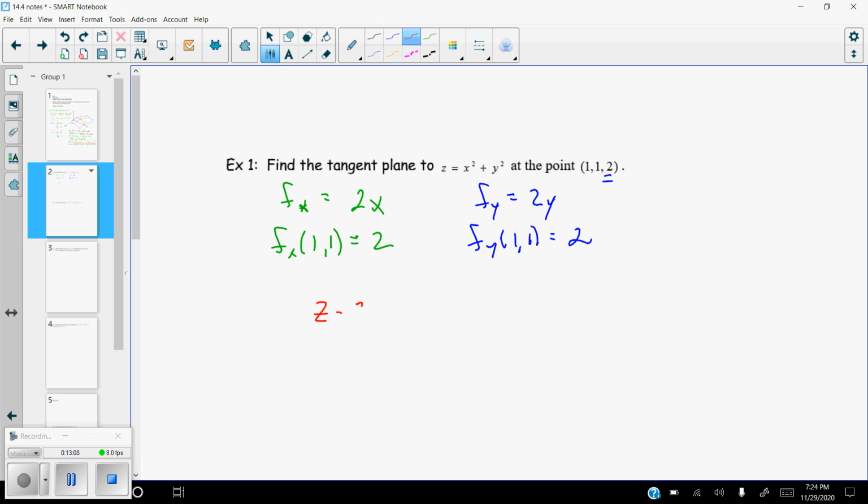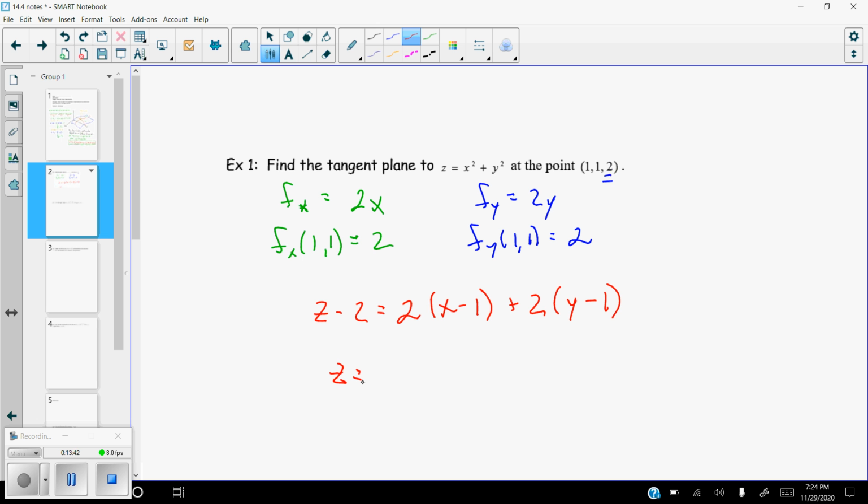which is going to be z minus the z value, which is 2, equals the partial with respect to x, which is 2, evaluated at your point, which we did, times x minus x naught, which is 1, plus the partial with respect to y, which is also 2, times y minus y naught, which is also 1. And then we can go ahead and actually solve this for z. By the way, this is an acceptable form. If it says to simplify, it just means it wants you to solve it for z.